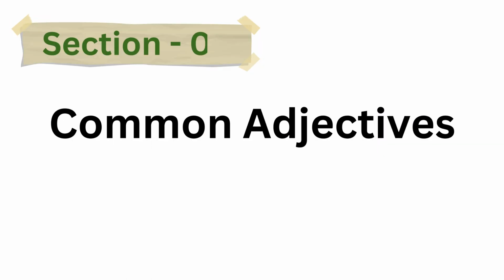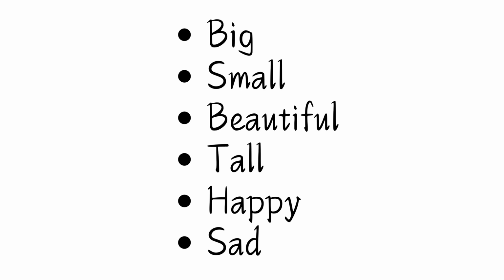Section 2. Common adjectives. Here are some common adjectives you can use to describe people, places, and things. Big, small, beautiful, tall, happy, sad. These are just a few examples. You can also have adjectives like fast, slow, friendly, interesting, and many more.